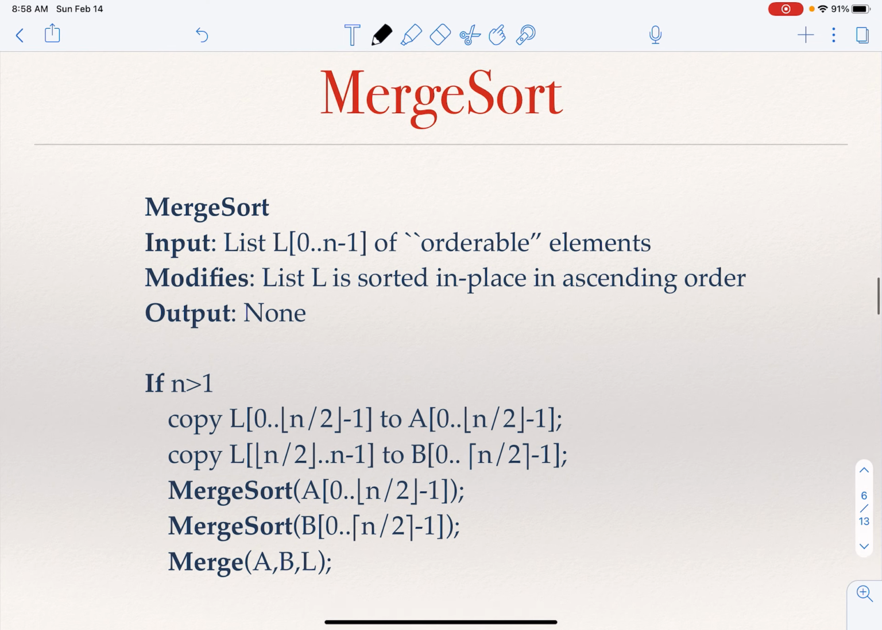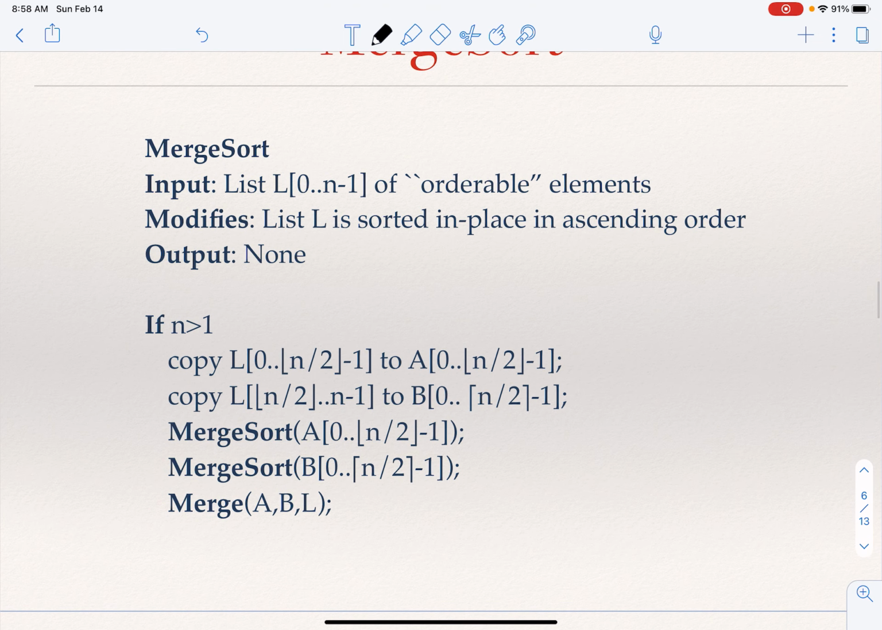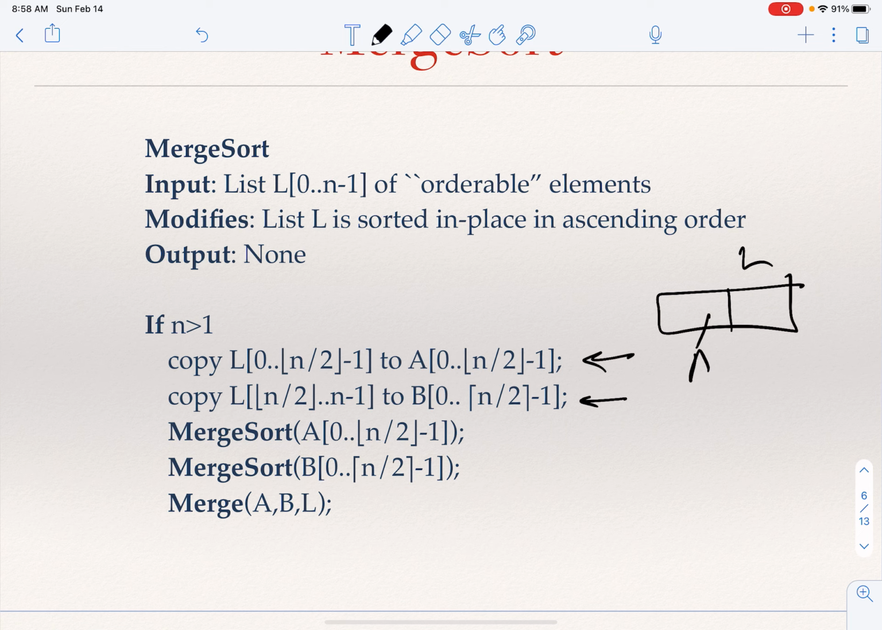It's very simple. This is merge sort. Merge sort says, if n equals 1, don't do anything. If n equals 1, the array is sorted. But if n is greater than 1, what this is saying is, if you have L, this is L, the left half is A, the right half is B. Copy the left half into A, copy the right half into B.